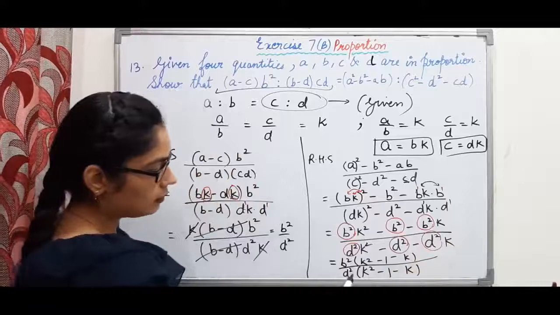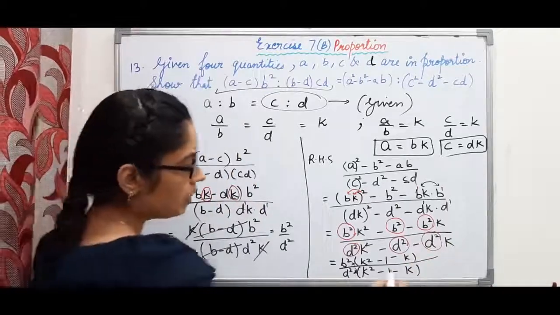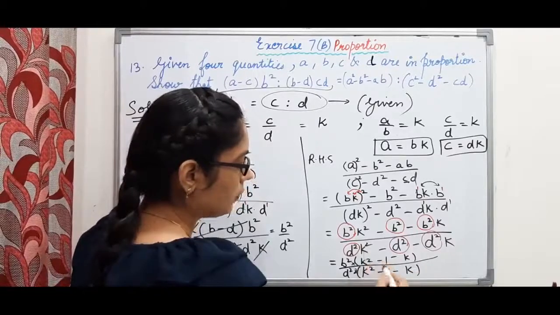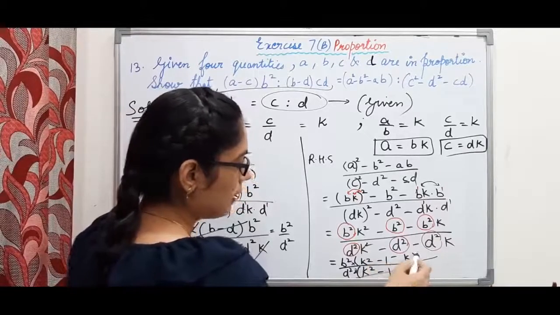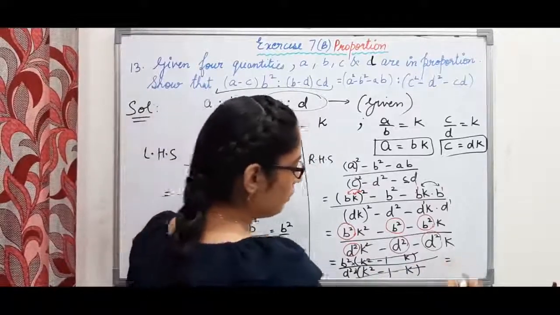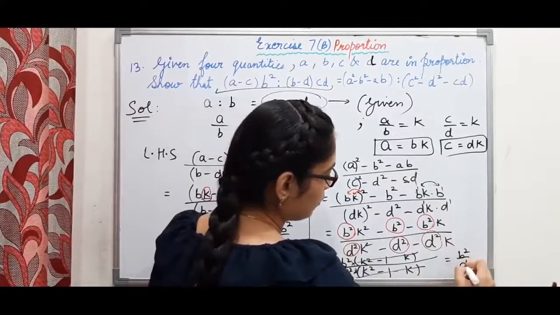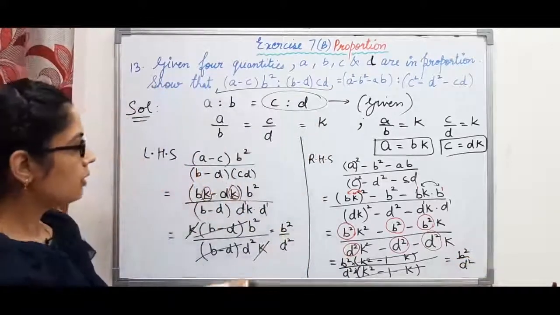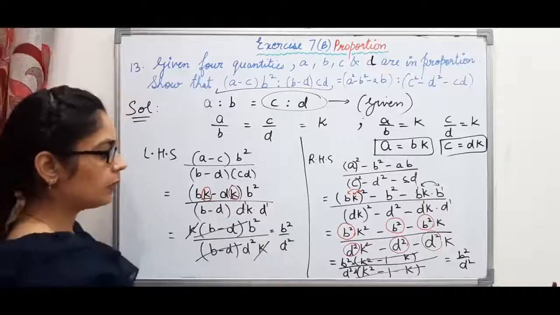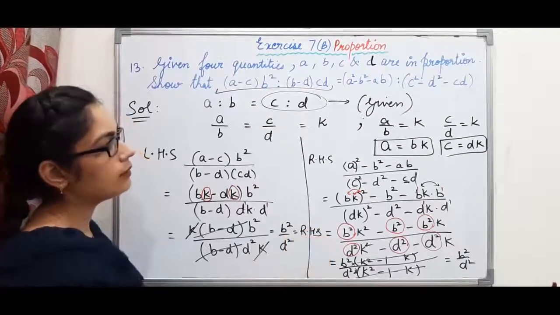Now you can see these terms are getting multiplied, see bracket means multiplied, and these terms are same, k square minus 1 minus k, k square minus 1 minus k, same terms we can cancel. So what we are left with, b square by d square. Here also left hand side b square by d square. So we can see this is equals to right hand side, hence this is equal.